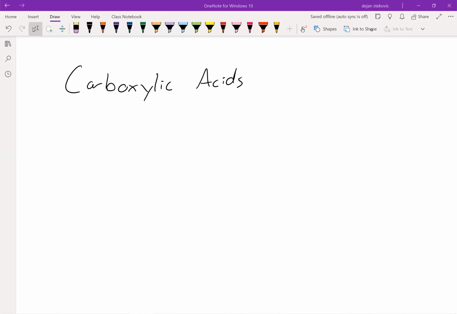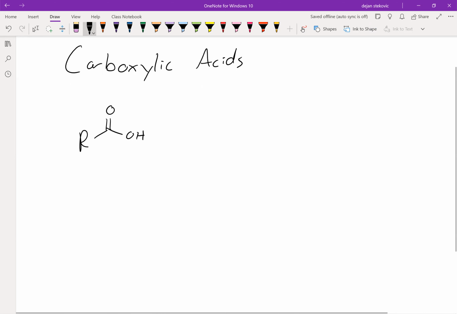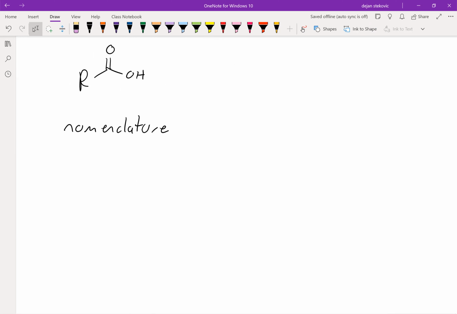All right, next up is carboxylic acid. So in carboxylic acids, we have an R group with a carbonyl directly connected to an OH. In terms of the nomenclature, it's a little bit weird because there are a lot of common names that are accepted. So there's the proper IUPAC name, and then there's the more commonly used common name. So we're going to learn both of them.